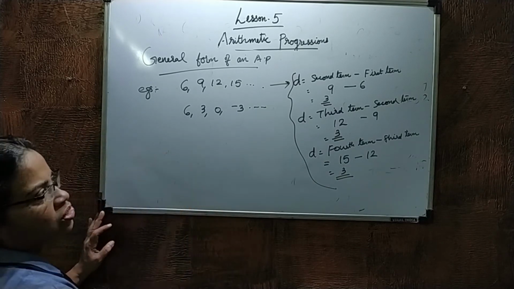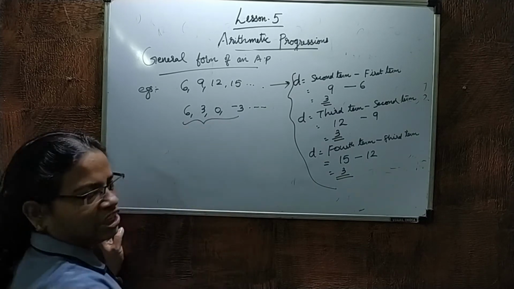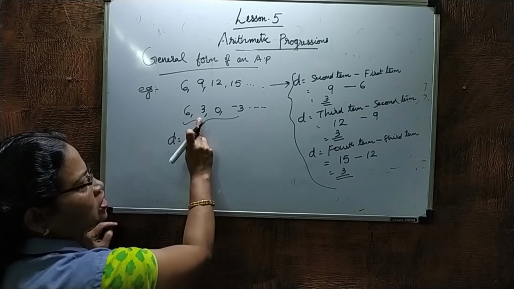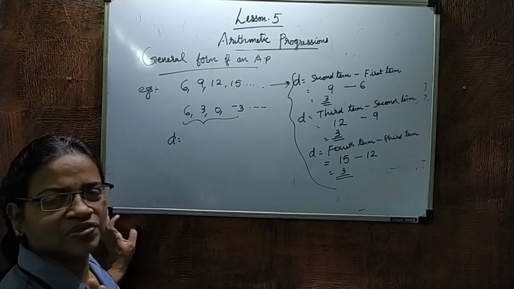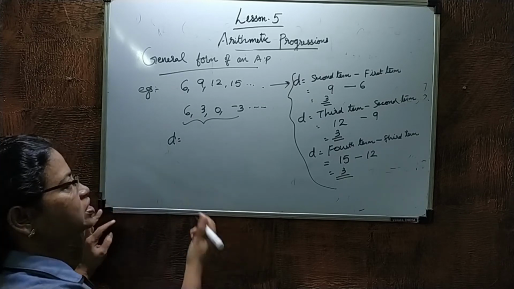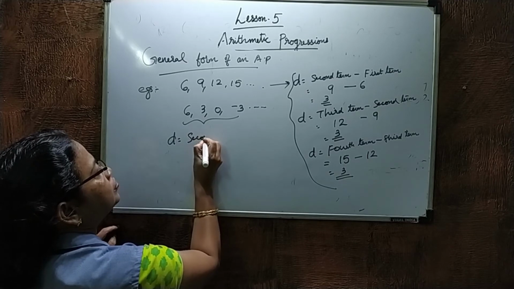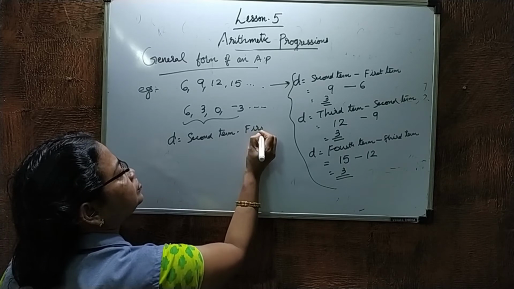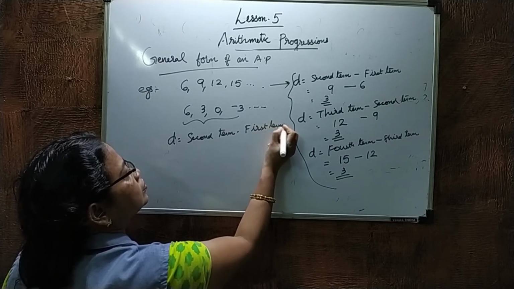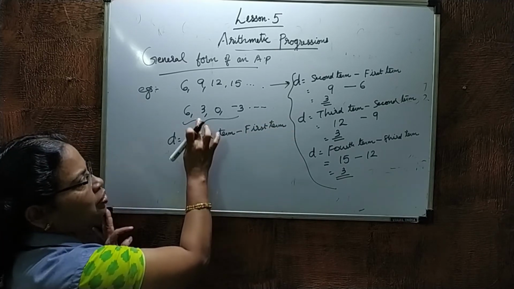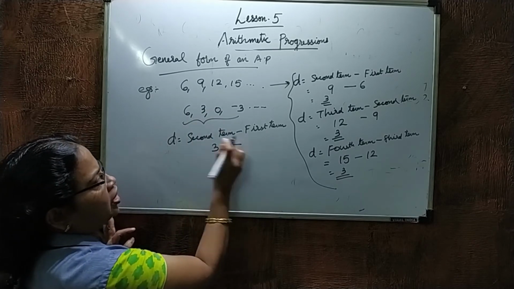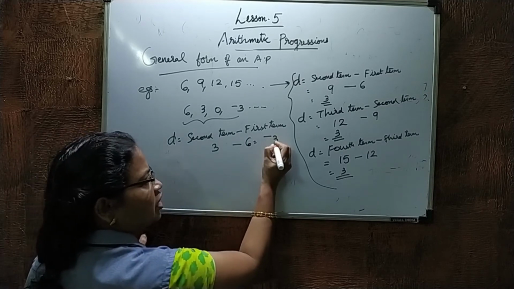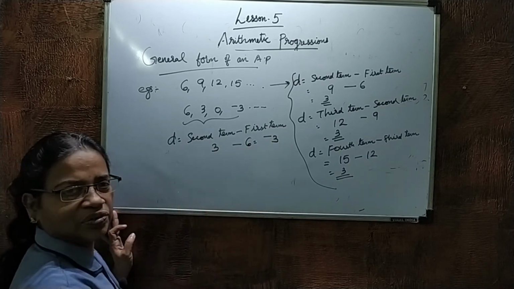Right? What is the next question then? Here we are going to find the common difference D. D is equal to, first, no need to touch the first term. Just take the second term first. So second term minus first term. Second term is 3, 3 minus first term 6. What will you get? Negative 3. Here the common difference is negative 3.